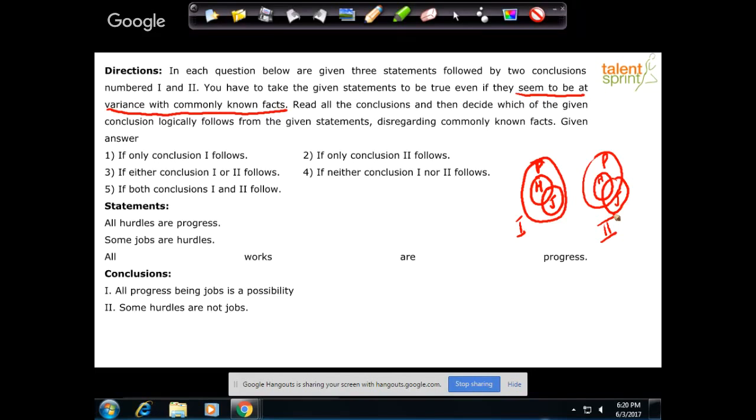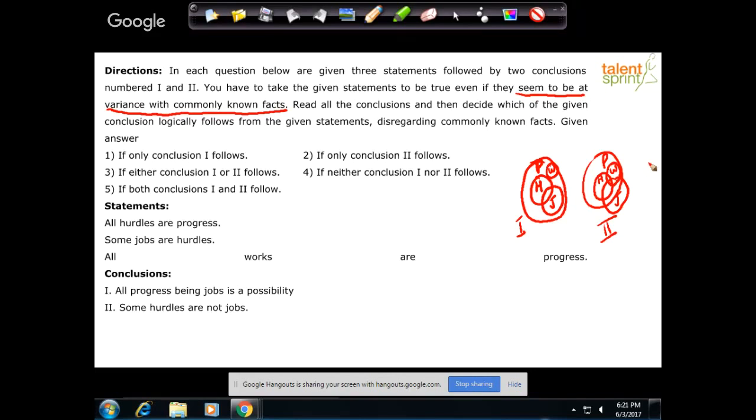All works are progress. They tell us all works are progress. The minute they tell us all works are progress, works will be maybe somewhere in here. So there is a possibility that works shares something in common with hurdles or jobs. It may not share anything in common, but definitely it lies under the universal set of progress. So let's look at the first conclusion.